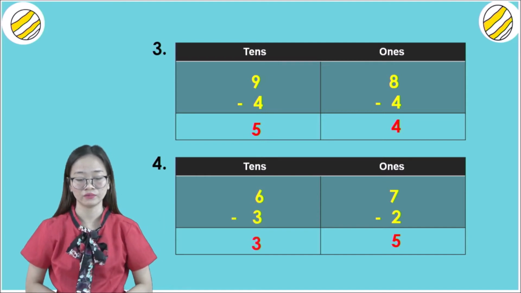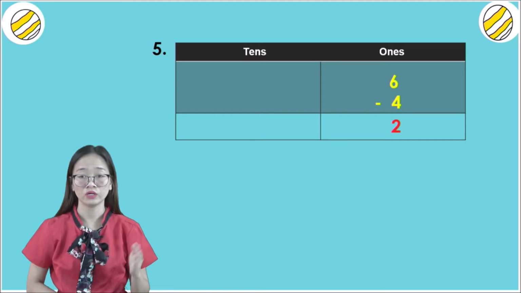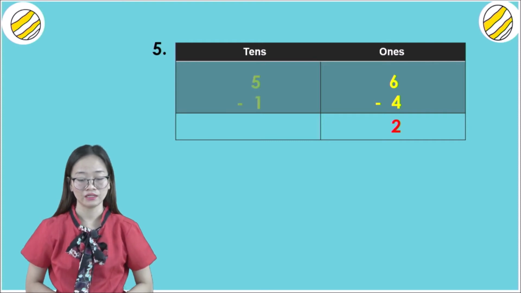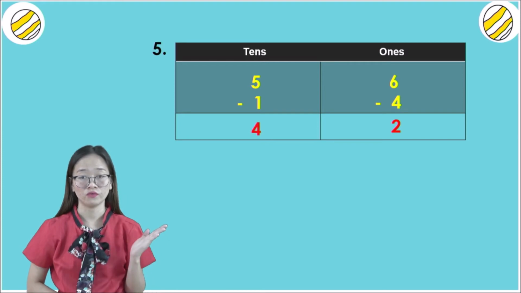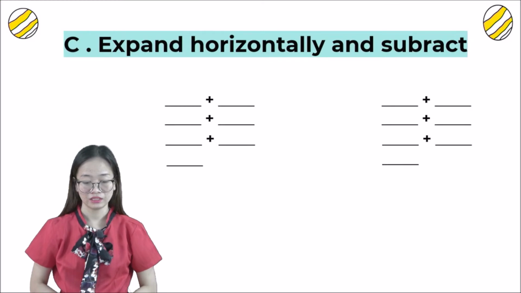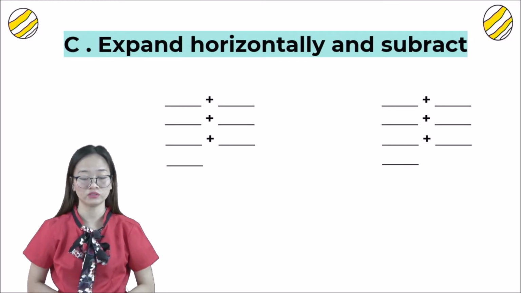Okay, next, number 5. So 6 minus 4 is equal to 2. So 6 minus 4 is the ones digit. Okay, remember that. And this one is the tens digit. So 5 minus 1 is equal to 4. So the answer is 42. Okay, next. Now this one is the expanded form. So we need to subtract this one.